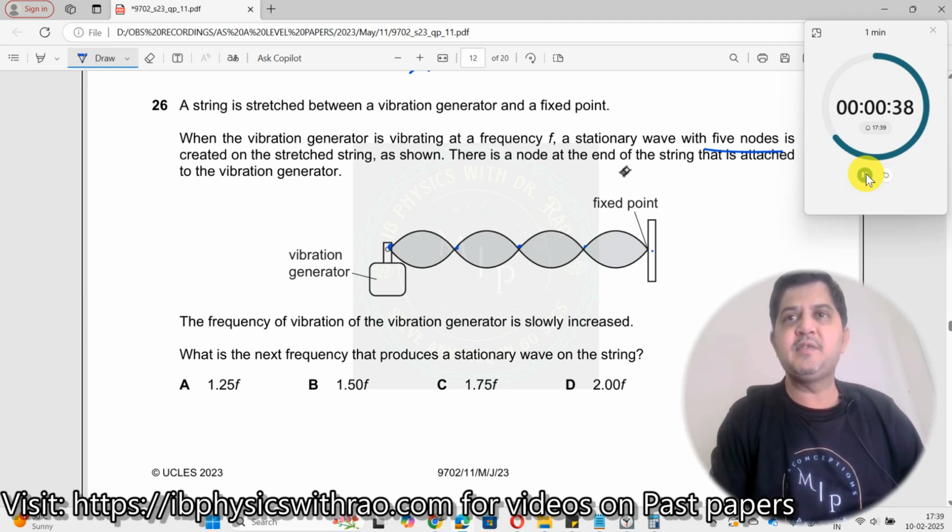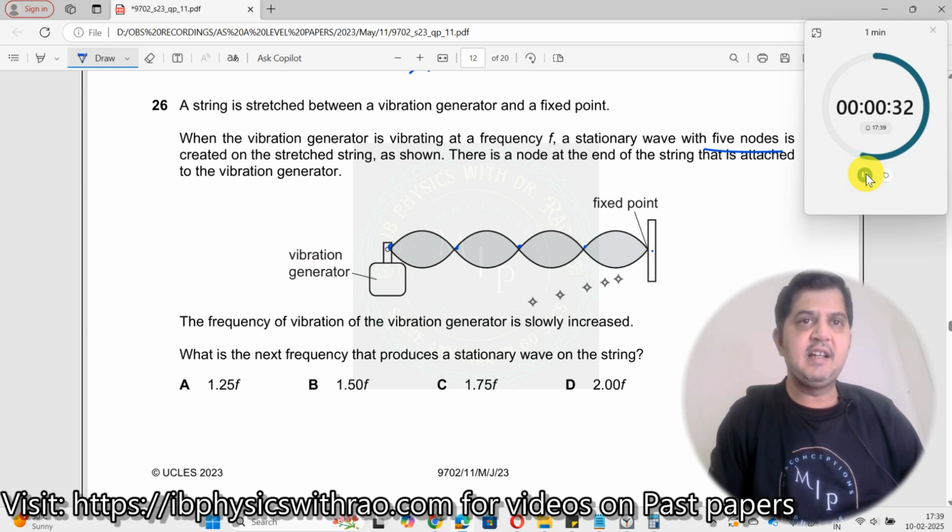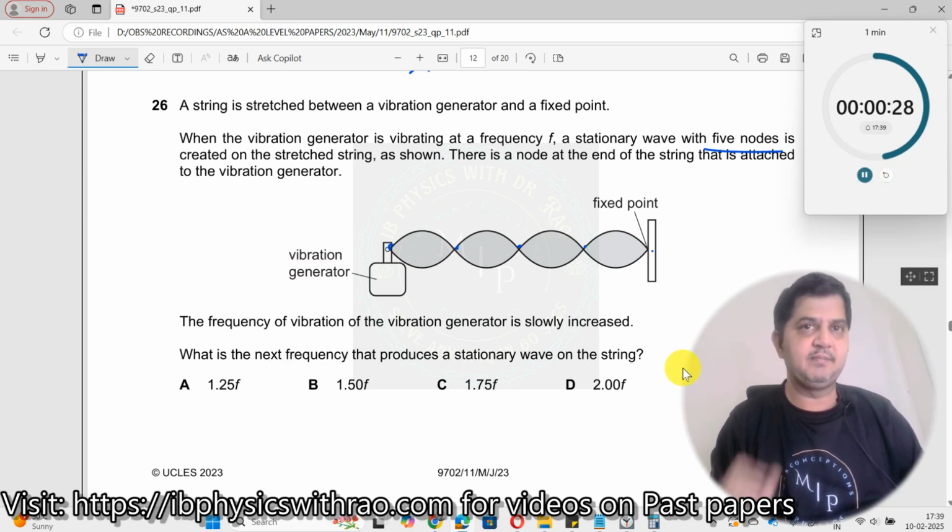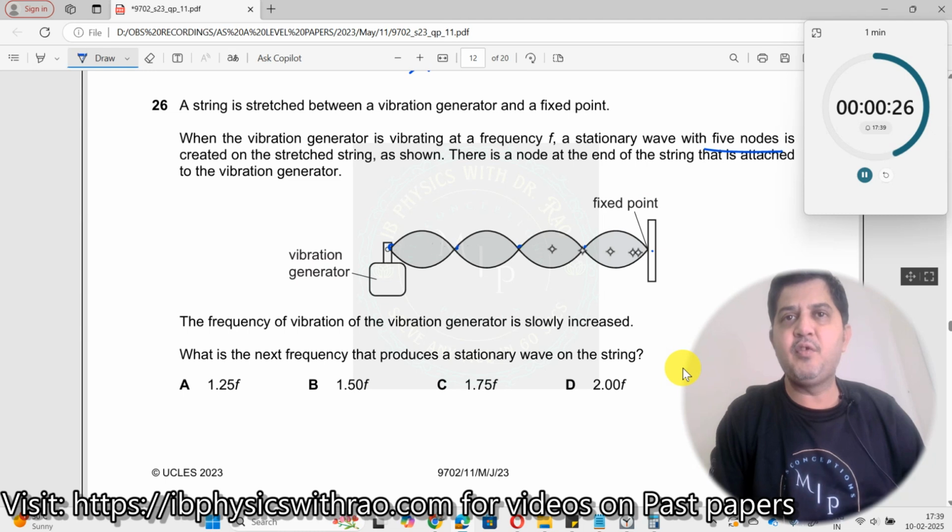There's a node at the end of the string that is attached to the vibration generator. The frequency of the vibration generator is slowly increasing. You are increasing this, and as a result, what is the next frequency that produces a stationary wave on the string? Now, when you have 4 nodes over here, what is the frequency?